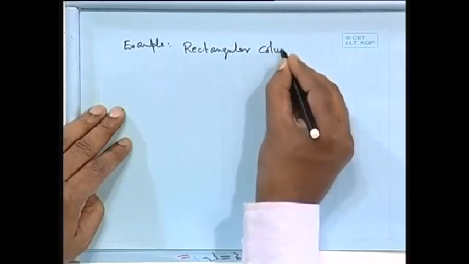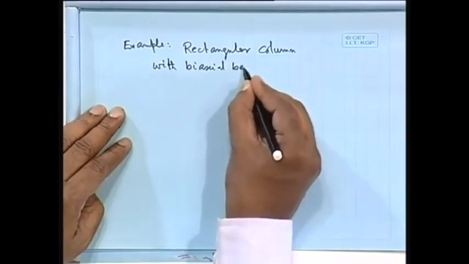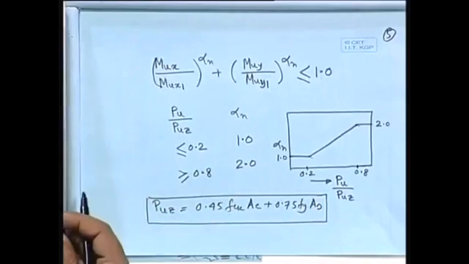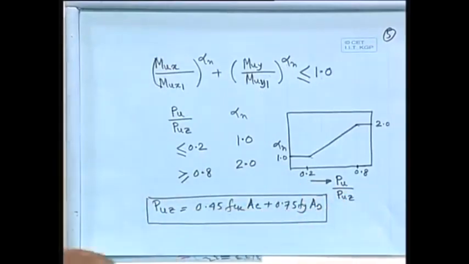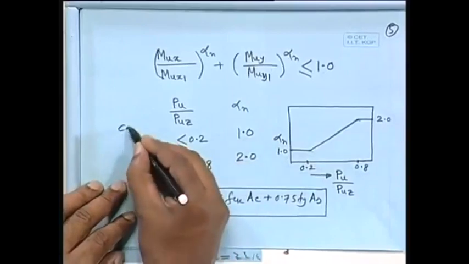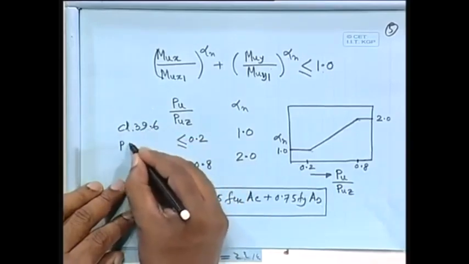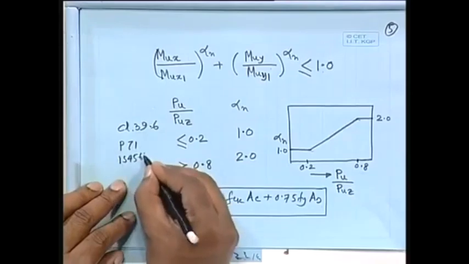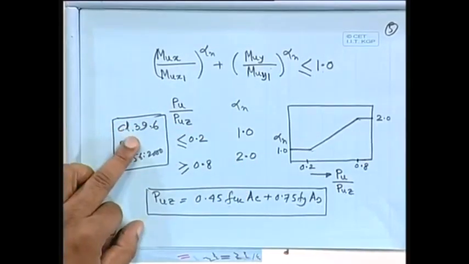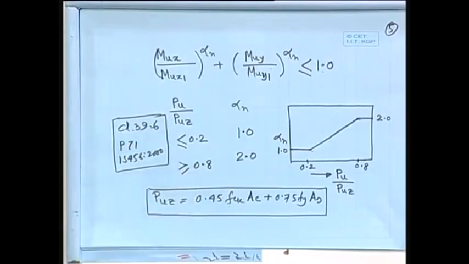So, rectangular column. One thing I think I should tell: I have been referring to SP16 so far, but where is that in IS 456, that clause? So you will get that in the last clause, clause 39.6, page 71, IS 456 2000. Please note this clause 39.6, page 71, IS 456 2000, where you will get whatever I have told in this particular one.